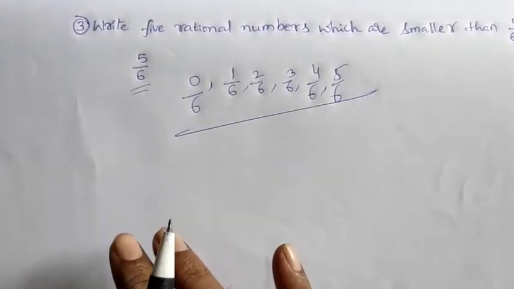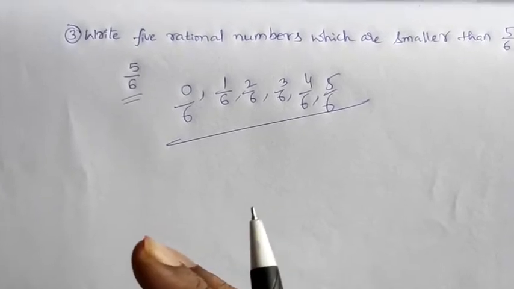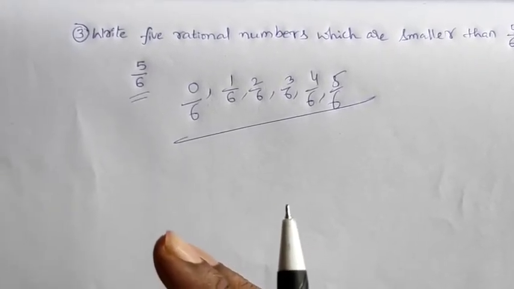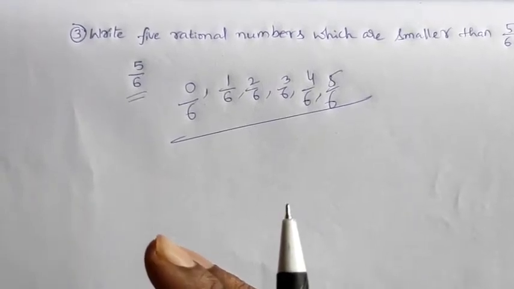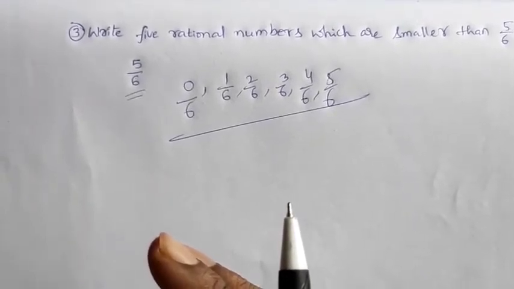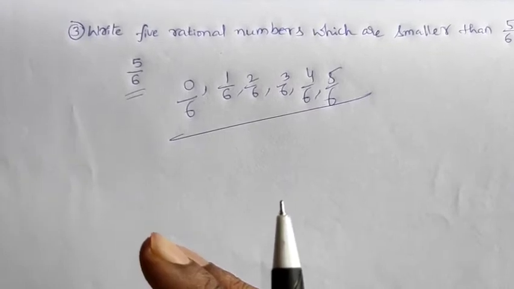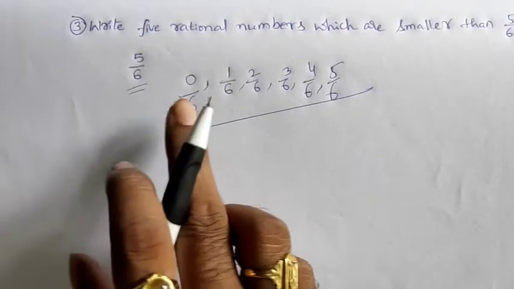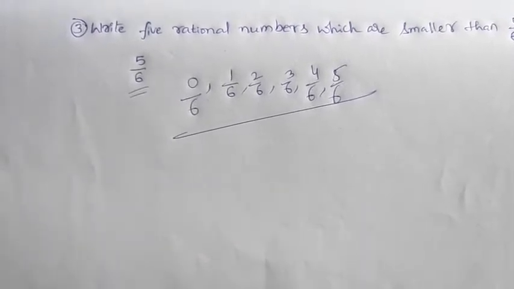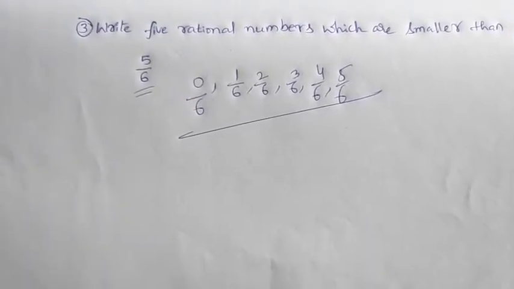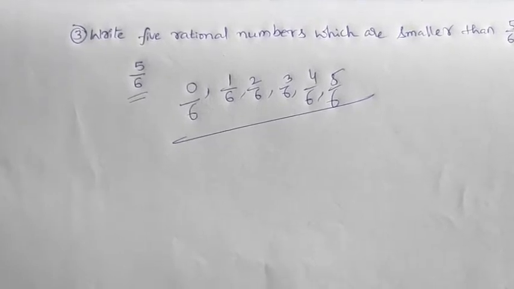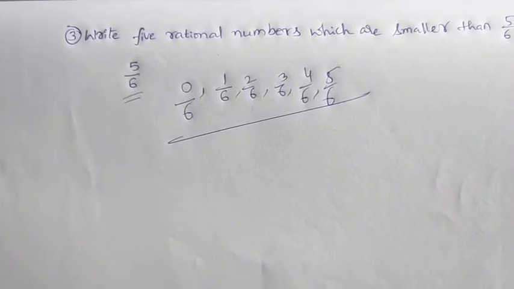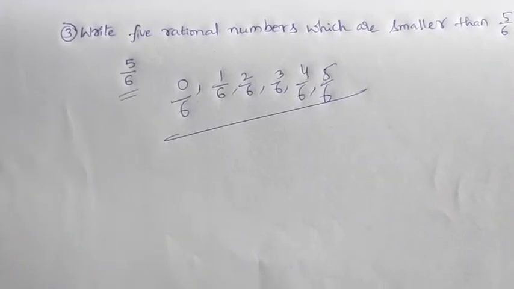We can write in any way, no problem. We will get different answers for different persons, but the final result is the same. We have to express the answer in the form of P by Q, since rational numbers can be expressed in the form of P by Q. So our final answer is 0 by 6, 1 by 6, 2 by 6, 3 by 6, 4 by 6. The answer may differ from person to person, no problem. Okay. Now let us see the next problem.